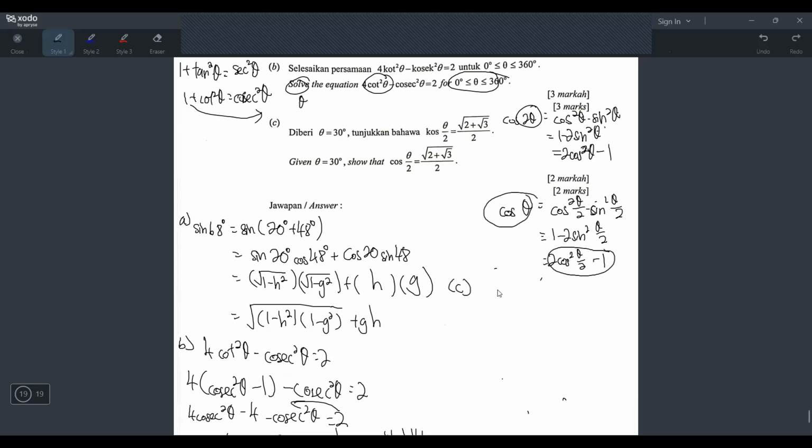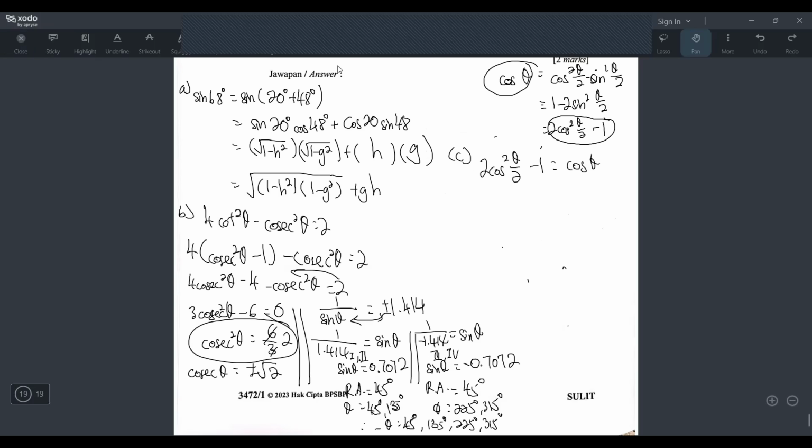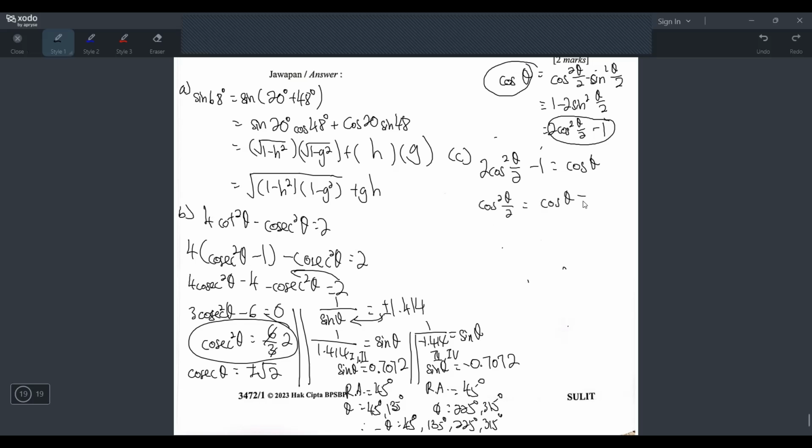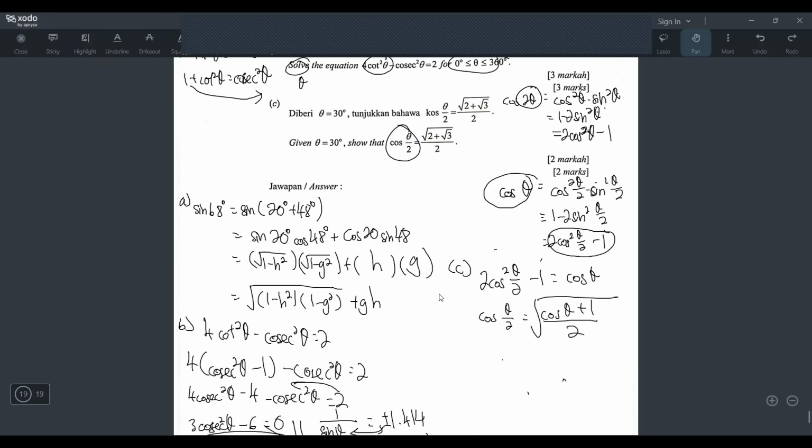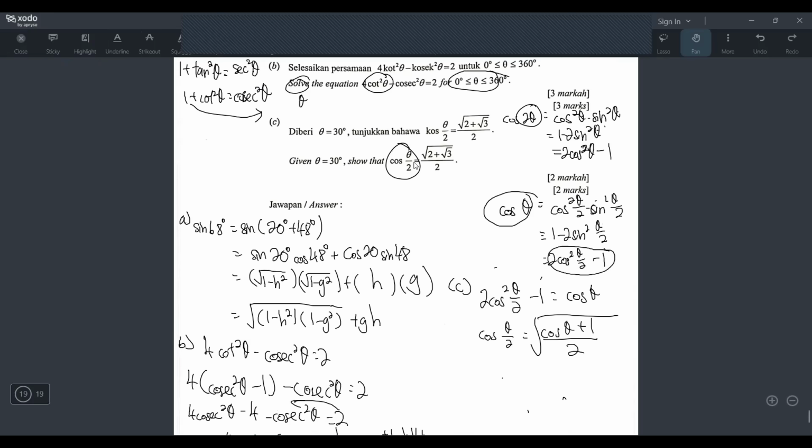Because 2 cos square theta over 2 minus 1 equals cos theta, right? And then I will try to find cos theta over 2 and make it single, right? So how do we move it? Cos square theta over 2, move the 1 first. So it becomes cos theta plus 1, then divide by 2, right? But there's still the square, so when you move it here it becomes square root, right?